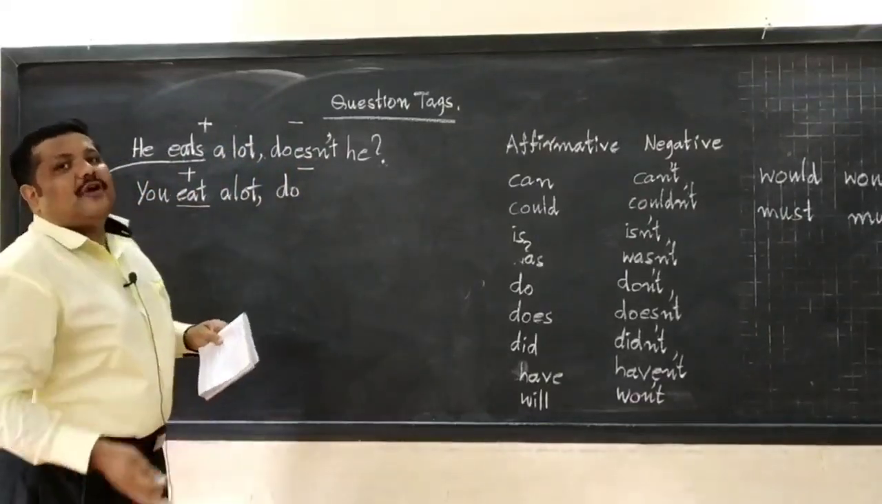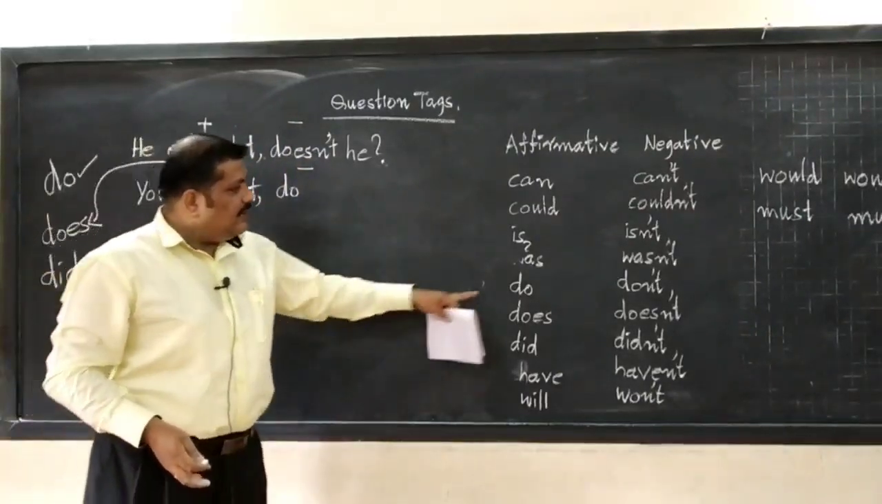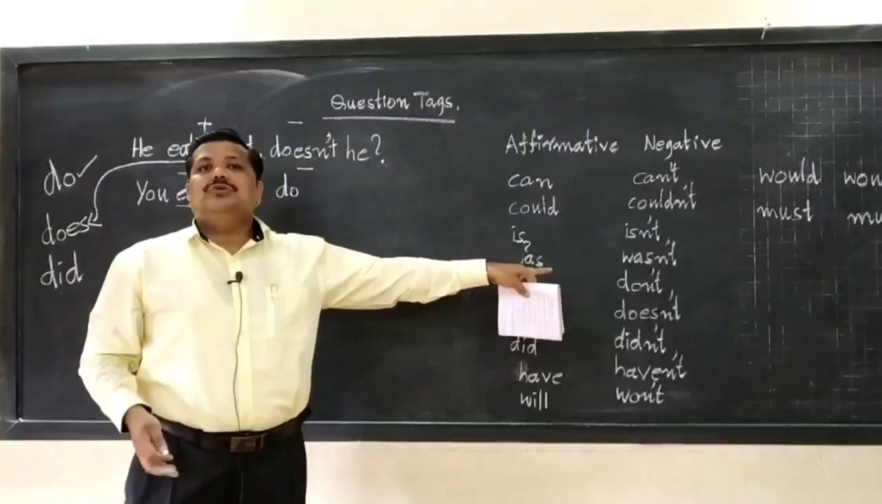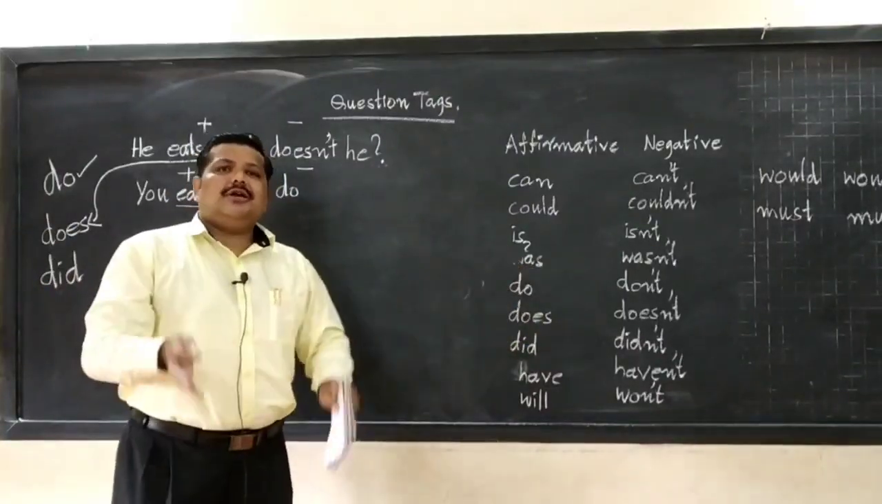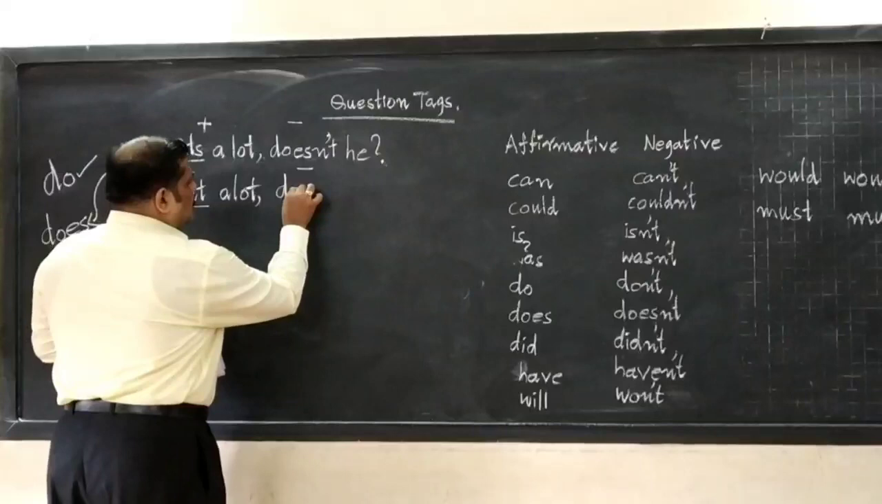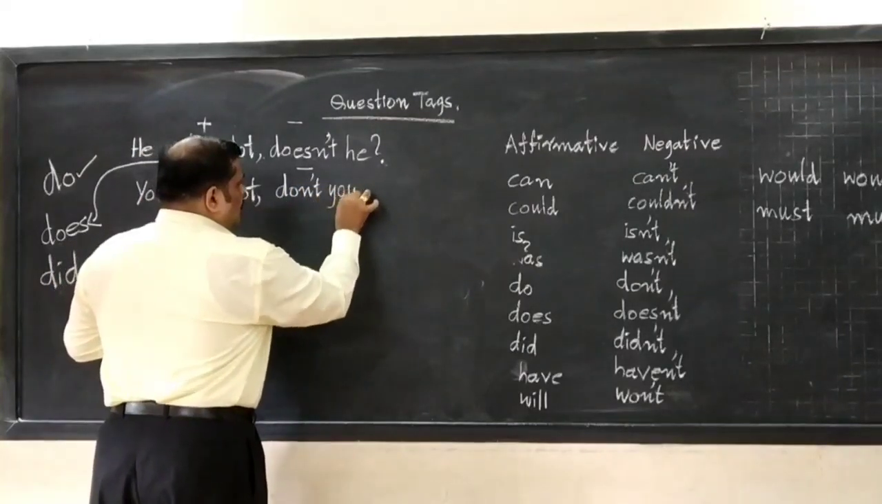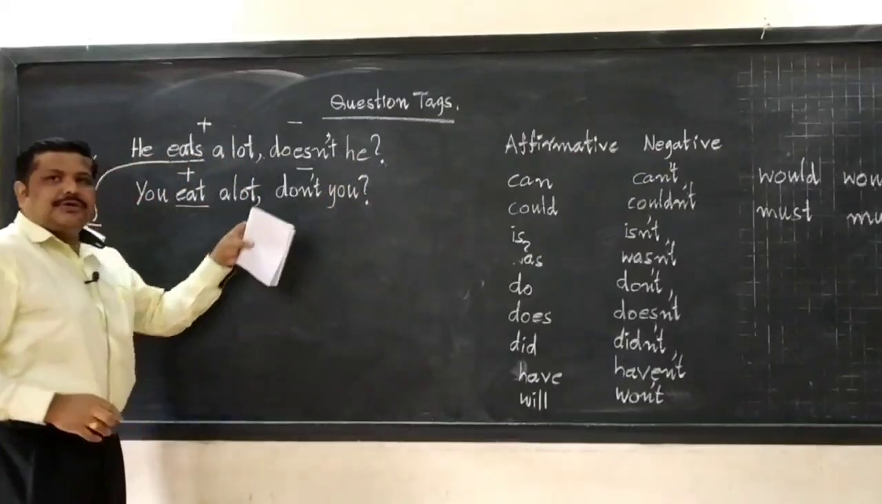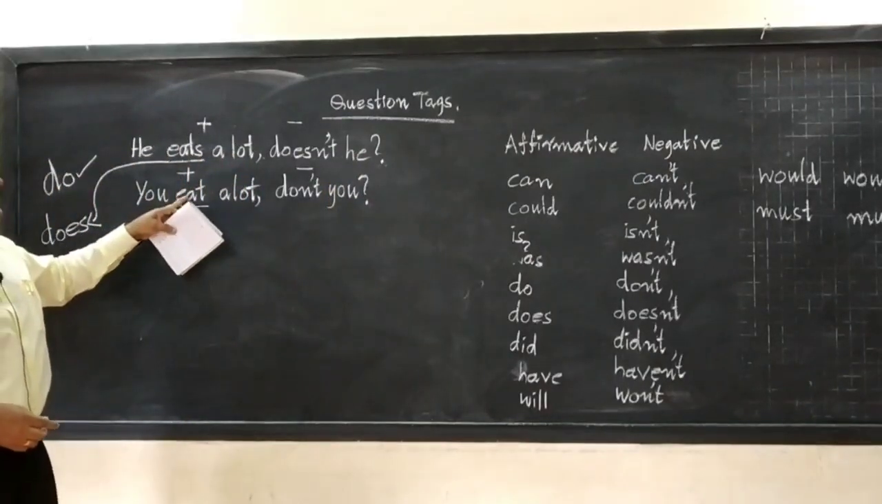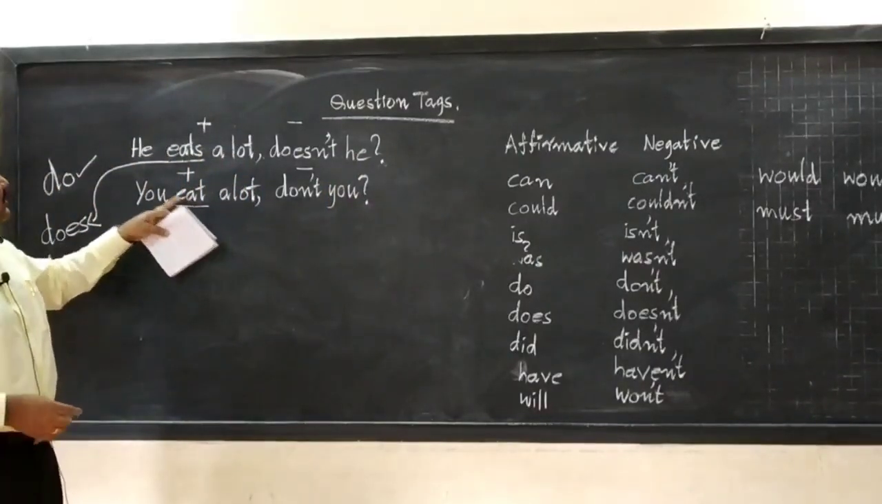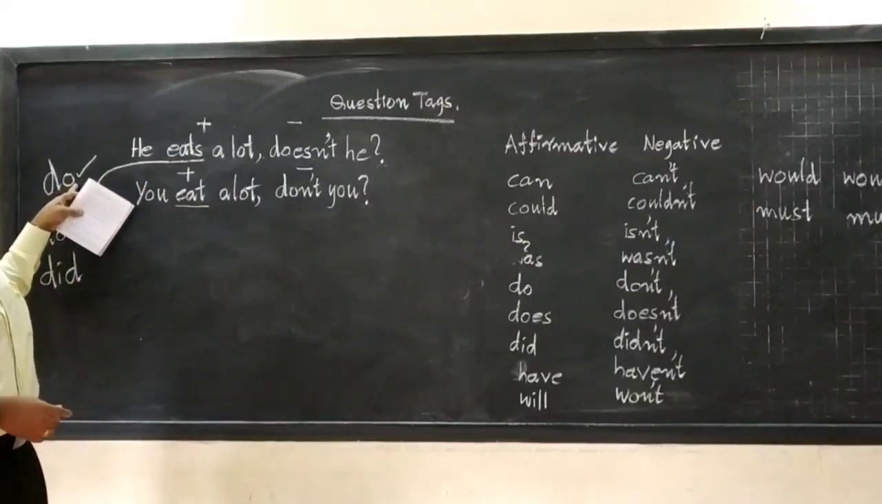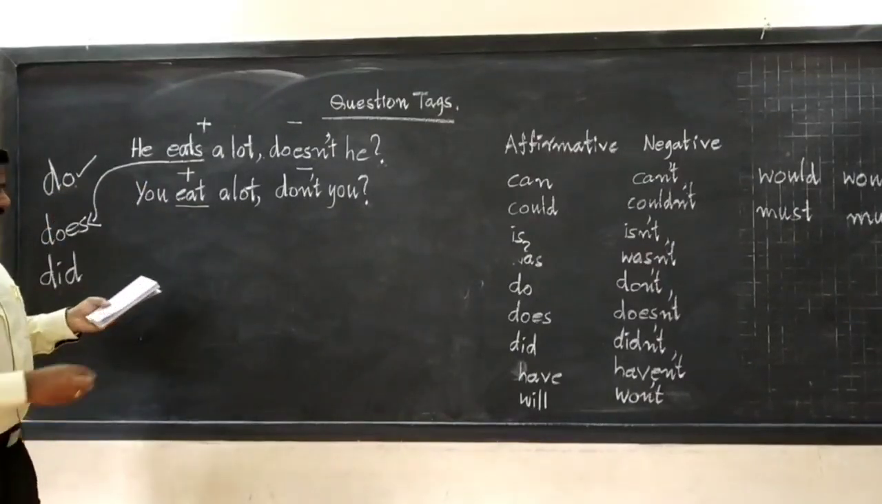What is the negative form of do? Do not. Don't. Don't you? So eat is present tense, so we match it with do. One more exercise.